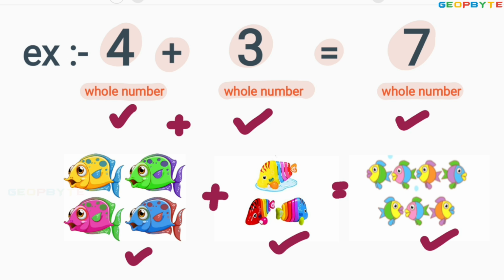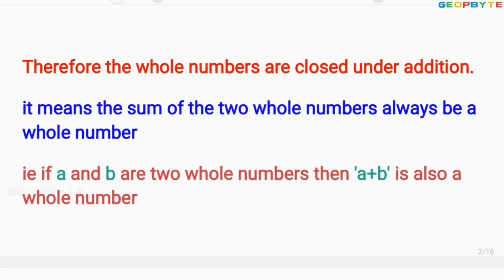The conclusions are, look at the conclusions. Therefore, the whole numbers are closed under addition. It means the sum of two whole numbers will always be a whole number. That is, if a and b are two whole numbers, then a plus b is also a whole number. That is about the closure property under addition.